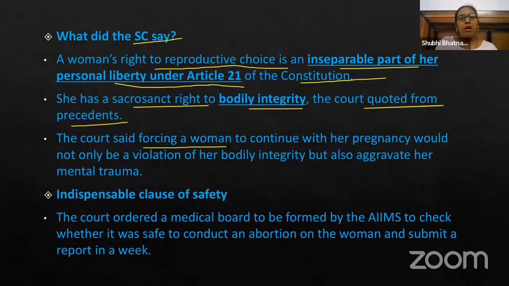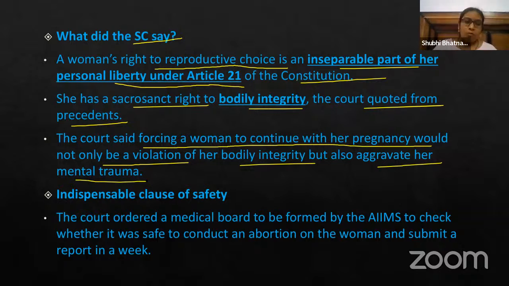The court said forcing a woman to continue with her pregnancy would not only be a violation of her bodily integrity, but also aggravate her mental trauma. See, so the court ने इस बात पे ये बोला है कि अगर किसी वुमेन को फोर्स किया जाए दैट शी हैज टू कंटिन्यू विद हर प्रेगनेंसी, तो कहीं ना कहीं ये वायलेशन होगा उसकी बॉडीली इंटीग्रिटी का, बट उसके साथ साथ कहीं ना कहीं इट विल गिव हर मेंटल ट्रॉमा. मतलब यू आर फोर्सिंग अ वुमेन टू हैव अ चाइल्ड विदाउट हर चॉइस, एंड विच इज अ लाइफ लॉन्ग रिस्पॉन्सिबिलिटी.